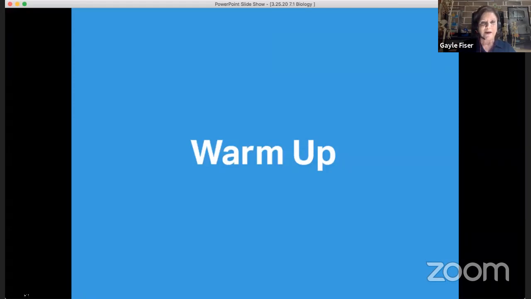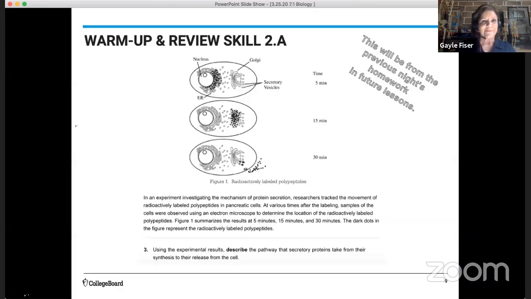And now we'll have a warm-up. Okay, so in the future, the warm-up will be the homework from the previous lesson. But tonight, we're going to start off with skill 2A, the same skill that we'll be using tonight, but we're going to take it back to when it applied to cells. So I'm going to tell you how I teach my kids and how I go through either a multiple choice question and FRQs.